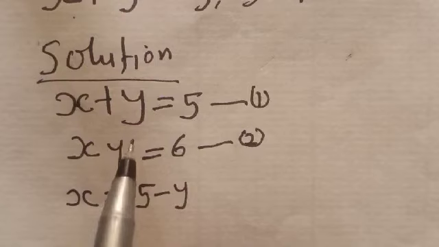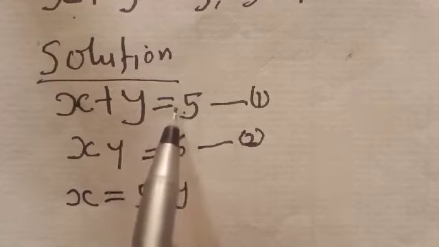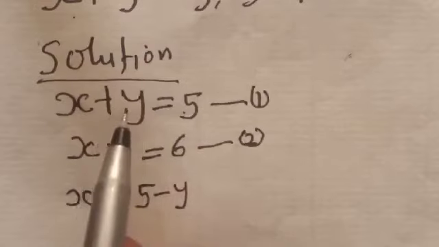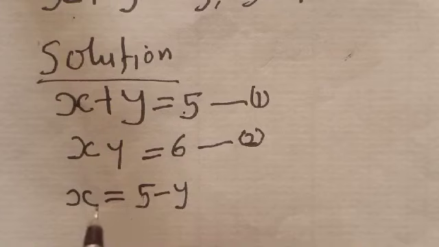x is equal to 5. If this y comes to this side, it will be minus, because this is positive. When the positive crosses the equal sign, it will become minus. Now x is equal to 5 minus y. Now let's make this equation 3.